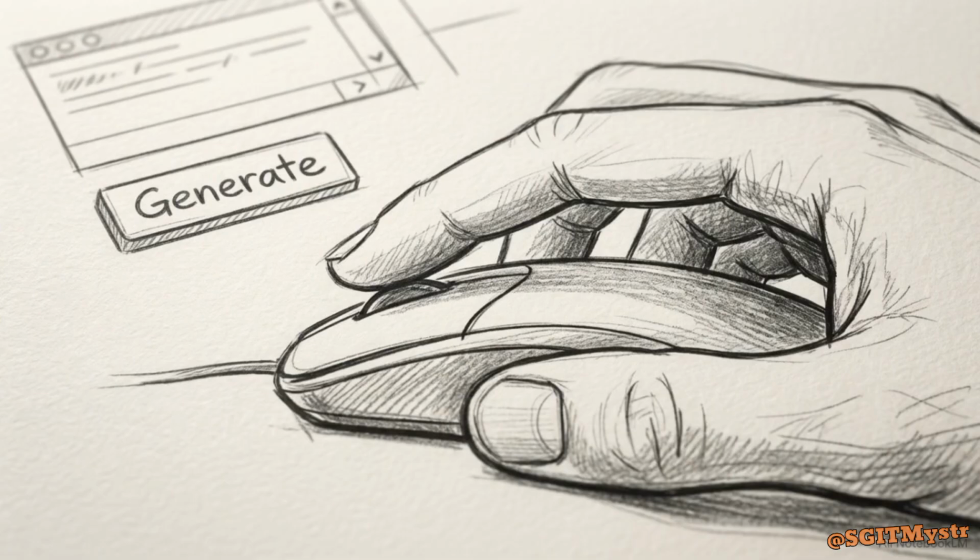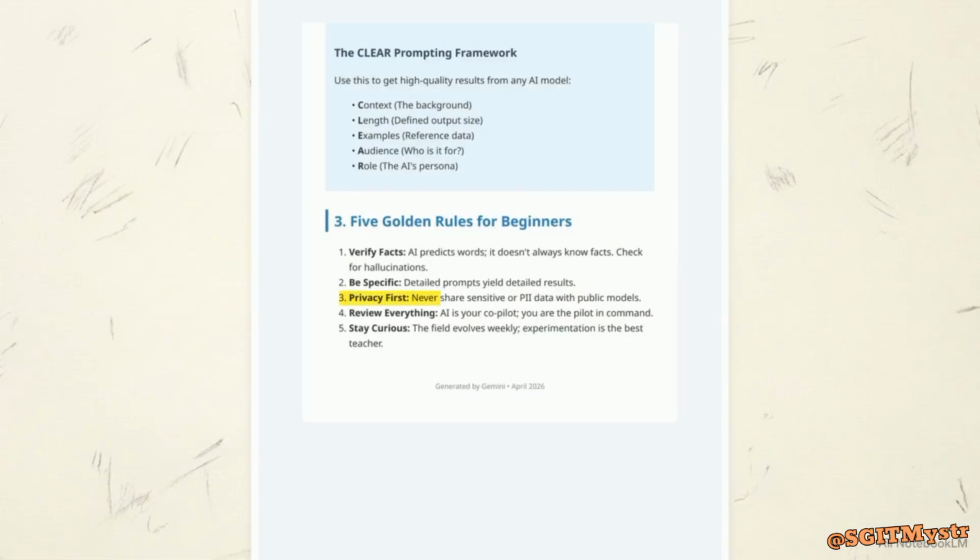Before you click Generate on the prompt you just built, stop and review your text. Golden Rule 3 is privacy first. Never place sensitive data into public models. Once confirmed, execute the prompt. Golden Rule 4 is review everything. You are the pilot in command. Finally, Golden Rule 1, verify facts. Actively check for errors or hallucinations.